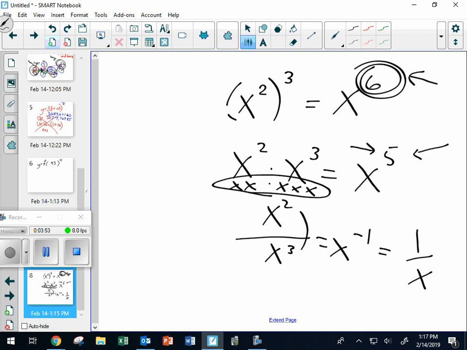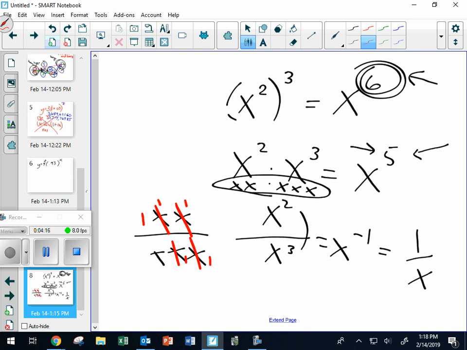Okay, here's a way to think of it. What does this really mean? XX. What does this really mean? XXX. And watch what happens. Cancels. Cancels. There's 1 x left on the bottom. And there will be what on top? A 1. Because technically, when these are canceling, they're all turning into 1s. It's 1 over x. So if you ever get stumped, you can always write out what it really means.